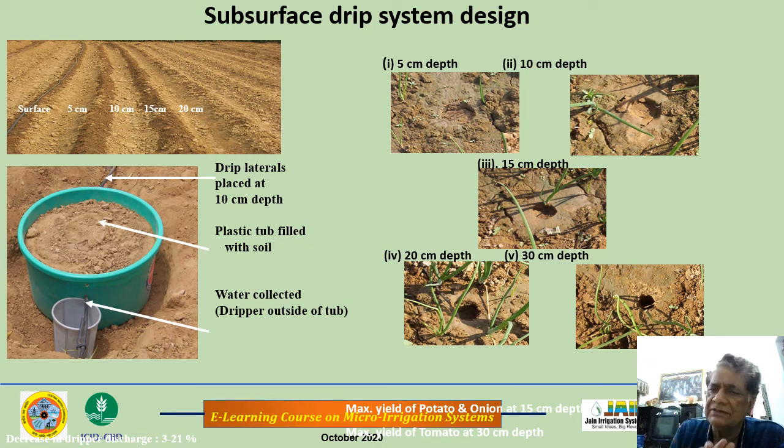And after these cavities are formed, then normally when the drip tape is laid subsurface, its opening is kept upwards. And if the cavity is formed, and when the cavity falls and the smaller particles start moving up and down within this flow, they tend to settle within the emitter and they start choking the emitter. So that has to be taken care of at the time of adjusting the operating pressure during the operational time of the system.